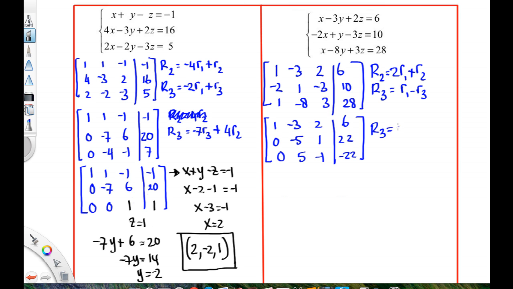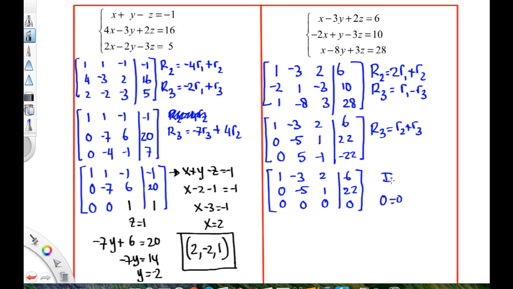So the new R3 is just going to be R2 plus R3. So what do we get? We get 1, negative 3, 2, and 6. I'm going to copy this one as well. And then the new R3 is 0 plus 0, 0 plus 0, negative 5 plus 5, 1 plus a negative 1, and 22 plus a negative 22. And there's that 0, 0, 0, 0 that I mentioned over here. So that actually means 0 equals 0. So that we have infinite solutions.